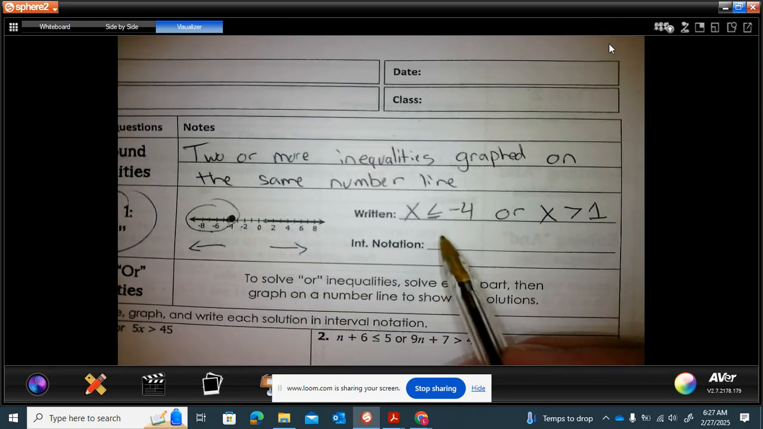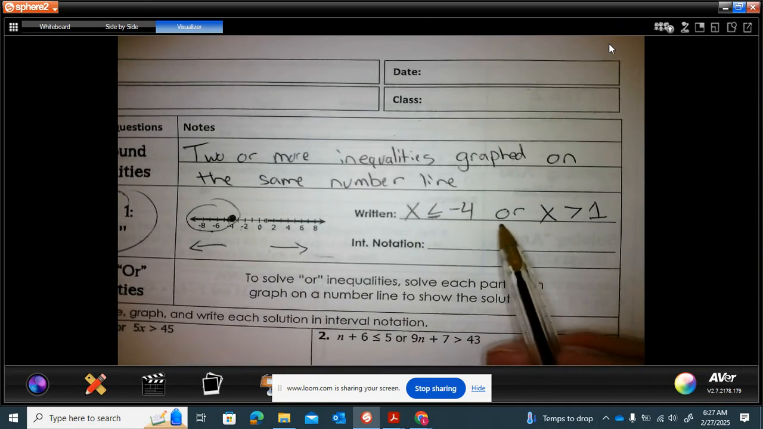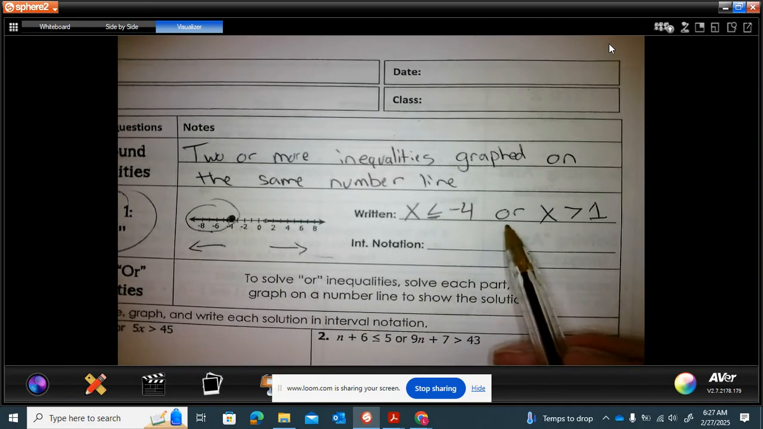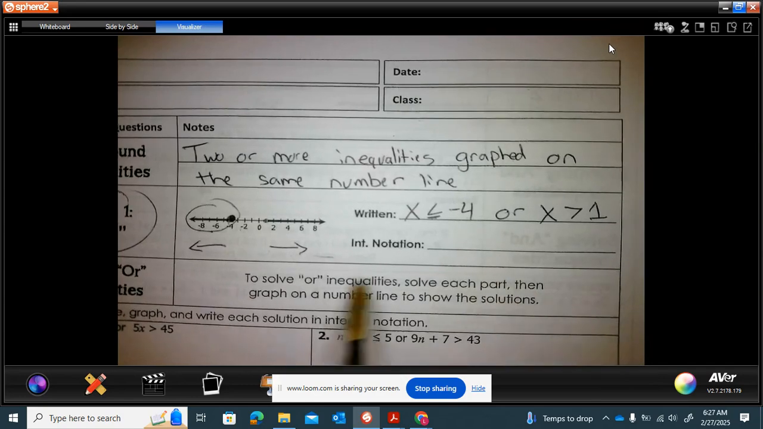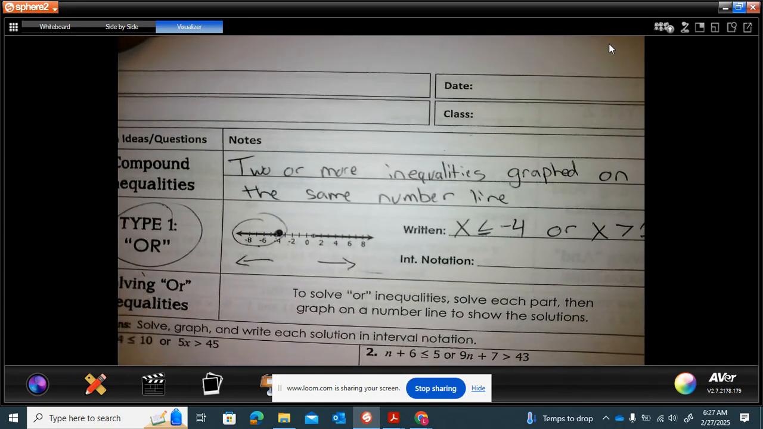So or inequalities always have the arrows going left or to the right, and you actually have to write the word or in between, and you just write the two inequalities. It's the easier of the two. The second type is called an and.